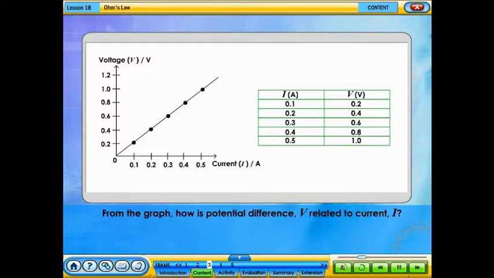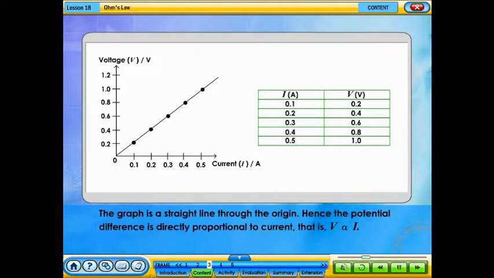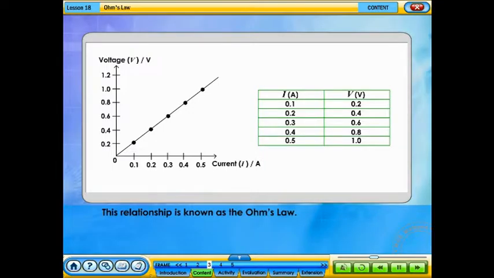From the graph, how is potential difference V related to current I? The graph is a straight line through the origin. Hence, the potential difference is directly proportional to current, that is, V is directly proportional to I. This relationship is known as Ohm's law.